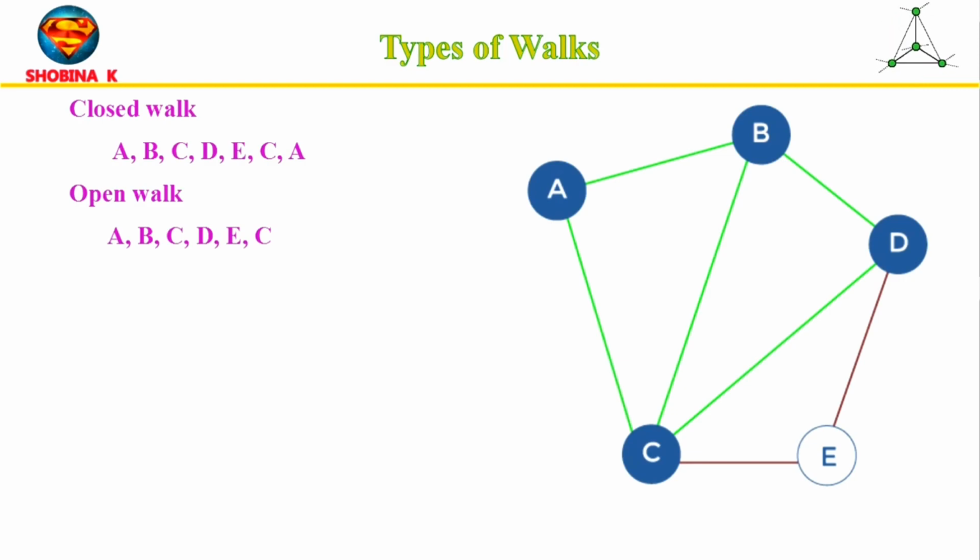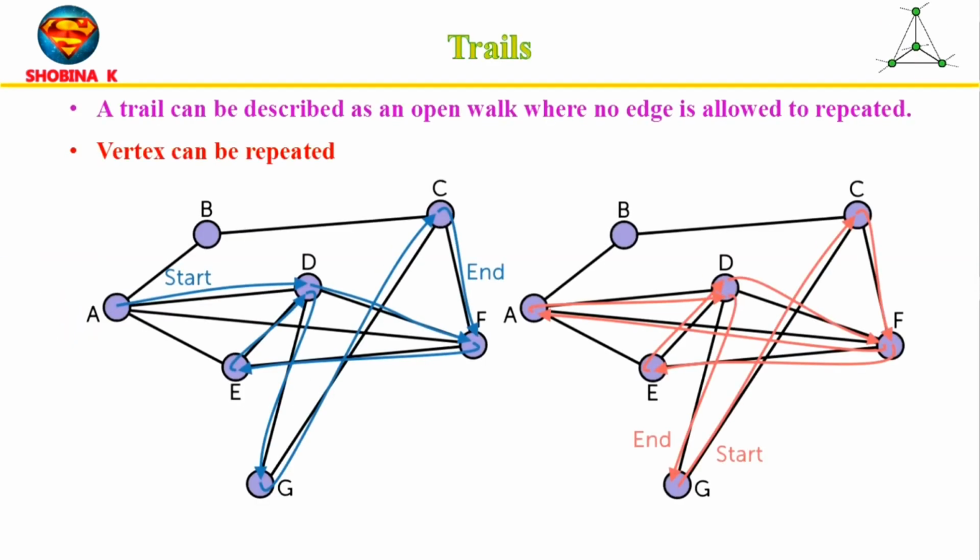And next we have trail. A trail is a walk where no edges are repeated. That is, a trail is a walk with no repeated edges. We can also say that if a walk does not use the same edge more than once, then it is a trail. It is an open trail if it is open, and a closed trail if it is closed. A closed trail is also called a circuit. Here is an example for open trail and closed trail.